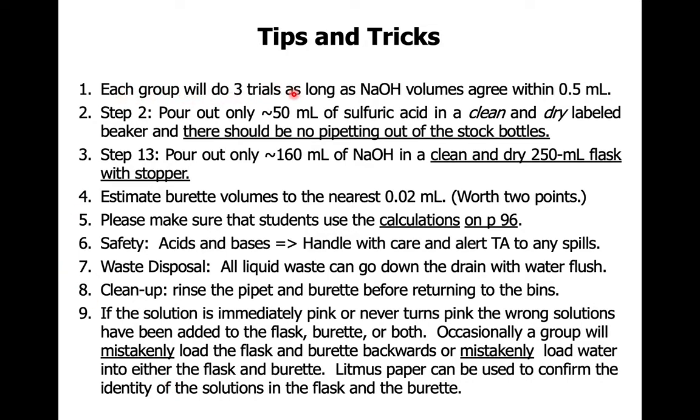You will do 3 trials as long as sodium hydroxide volumes between the trials agree to within half of a milliliter. In step 2, pour out only about 50 mLs of sulfuric acid into a clean, dry, labeled beaker, and don't pipette directly from the stock bottles. In step 13, pour out only about 160 mLs of sodium hydroxide into a clean and dry 250 flask, and make sure to stopper it. Sodium hydroxide solutions react with carbon dioxide in the air. Estimate burette volumes to the nearest 0.02 mLs, and this is worth 2 points when we're grading your lab reports.